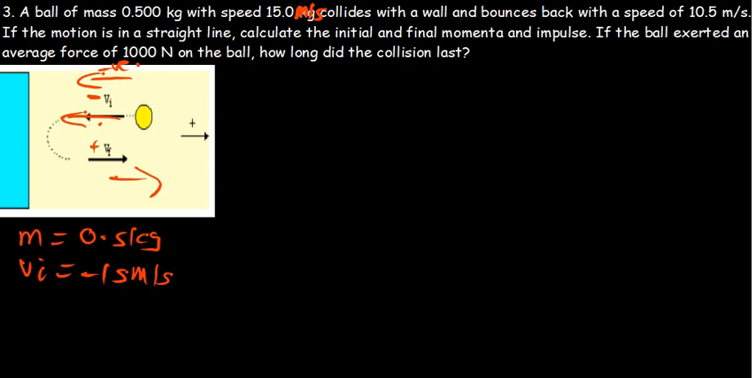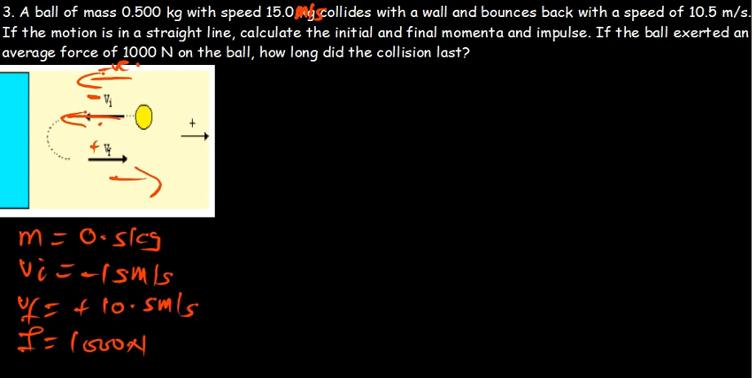Then what else do we know? They are saying that it bounced back with the speed of, meaning that is the final velocity now. Since it was moving toward the positive x-axis, or toward east, it's going to be positive 10.5 meters per second. What else do we know? We can also see that we have our force, which is 1,000 newtons.